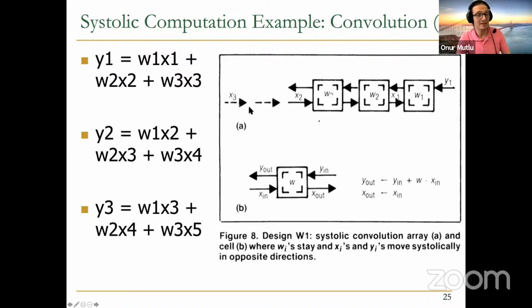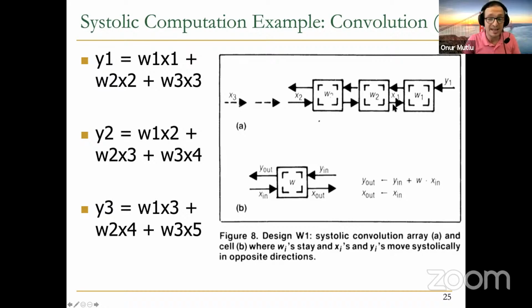So how does it happen? Basically, you need to orchestrate the data flow nicely. You can see that x1 is sent first. There's a bubble. And then x2 is sent. And then there's a bubble. And then x3 is sent. So basically, every other cycle, you send an input x element into this systolic array.